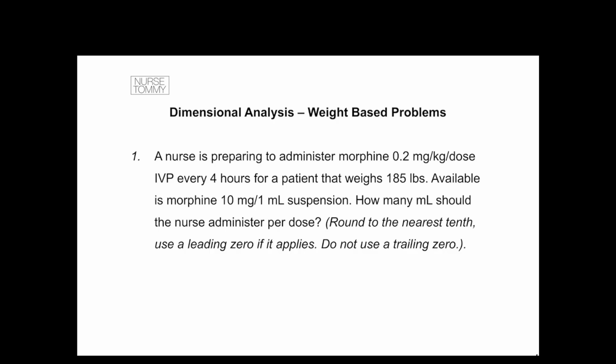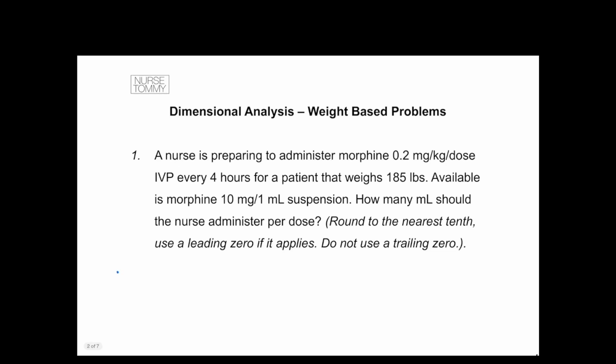Okay, looking at the first question, it asks, a nurse is preparing to administer morphine 0.2 milligrams per kilogram per dose, IV push every 4 hours for a patient that weighs 185 pounds. Available is morphine 10 milligrams per 1 ml suspension. How many mLs should the nurse administer per dose? We're going to round this to the nearest tenth using a leading zero if it applies and not to use a trailing zero. So using the first step of this, I'm going to list the question destination, which is mLs per dose.